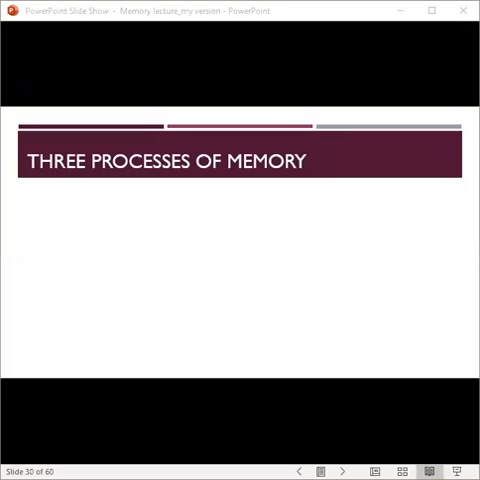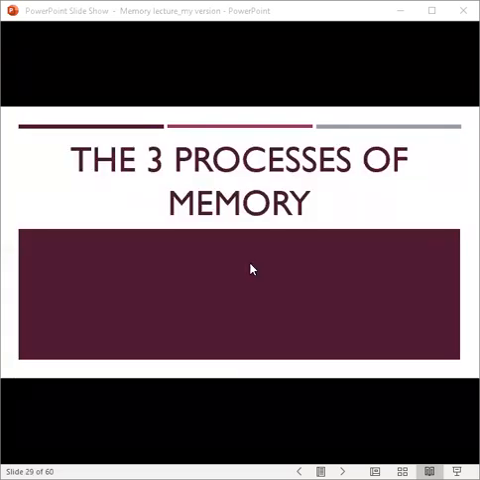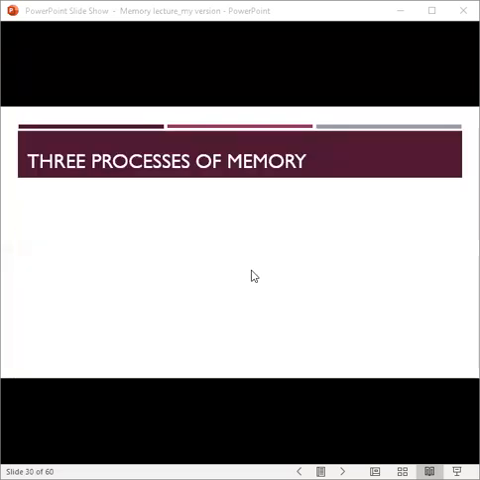So in the third lecture on our discussion of memory, we're going to talk about the three processes of memory. Now we've talked about the capacity and the different types of memory, but what we haven't talked about yet is how do we get information from our short-term memory into more permanent storage in our long-term memory.